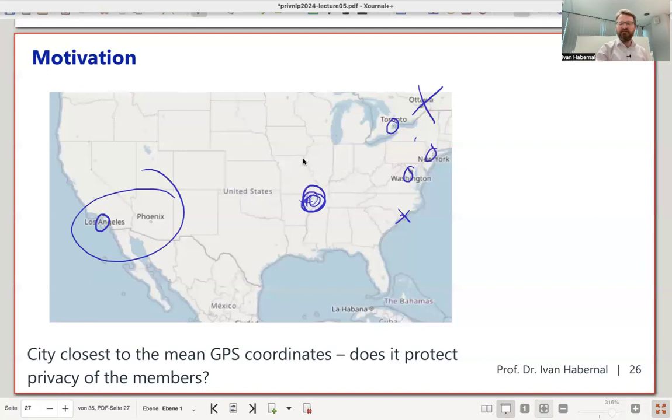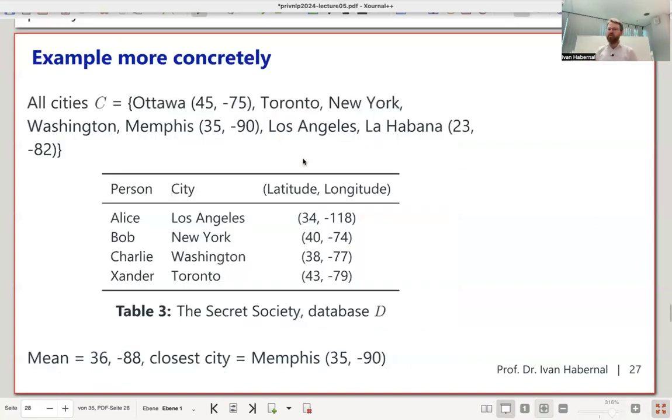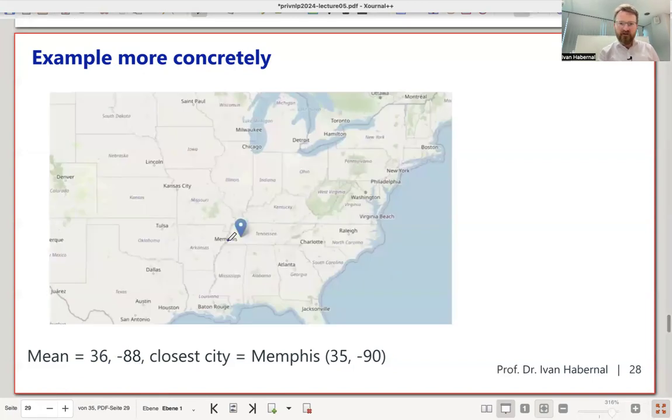So we want to do this privately. Let's do it more concretely. I actually looked up the GPS coordinates of these cities. So we have latitude and longitude, and we call this database D. And the mean of this database of the secret society was Memphis. So these are the true coordinates plus minus 1, and the closest city was Memphis here in the middle. Okay, so here's Memphis in Tennessee, and Arkansas and Missouri. Okay, thanks for the hint. Okay, we learned something today.